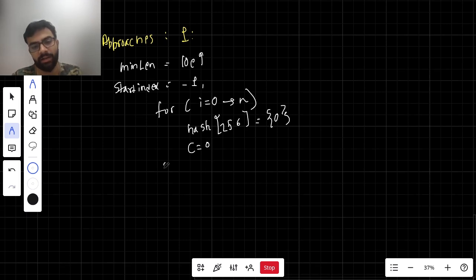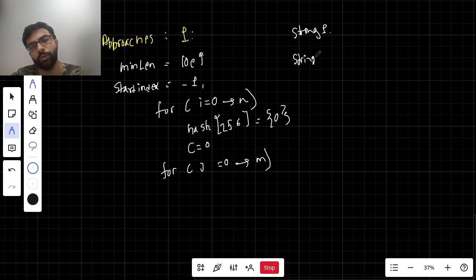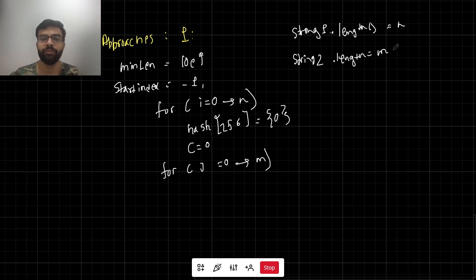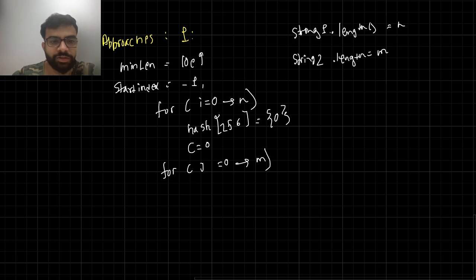After that, I'll have another nested loop, j equals 0 till m. Now you may be confused about what n and m are. If I have string 1 and string 2, string 1 dot length is equal to n and string 2 dot length will be m. So I now have the availability of both the strings.